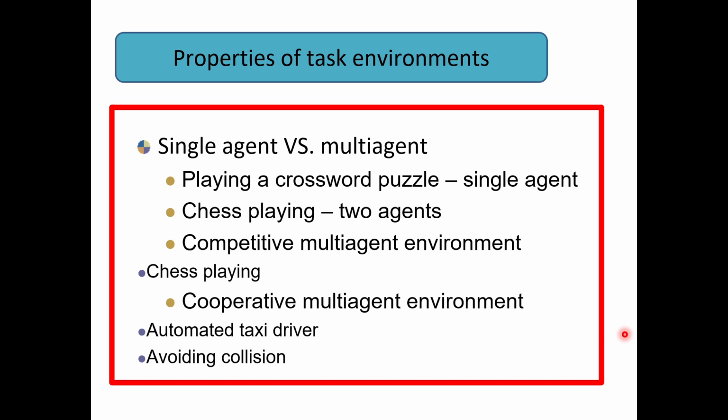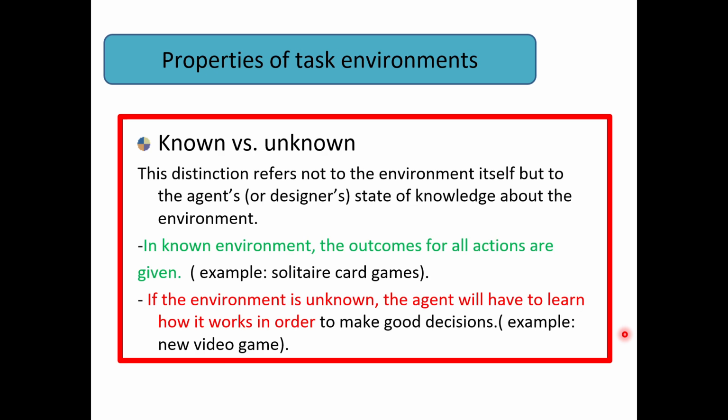Then the next one is single agent versus multi-agent. For playing a crossword puzzle, we need only a single agent; a single program is enough. But chess playing has two agents. Based on the problem, it may be a single or multiple agents. The next property is known or unknown. The distinction refers not to the environment itself, but to the agent's state of knowledge about the environment. In a known environment, the outcomes for all the actions are given. If the environment is not known, the agent will have to learn how it works in order to make good decisions.